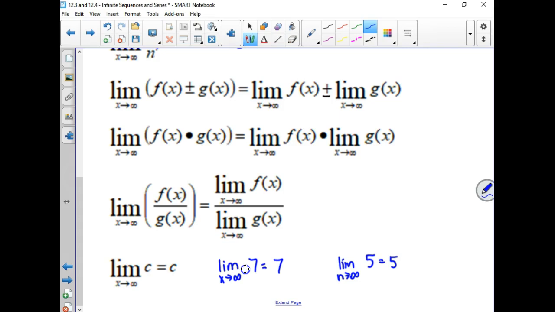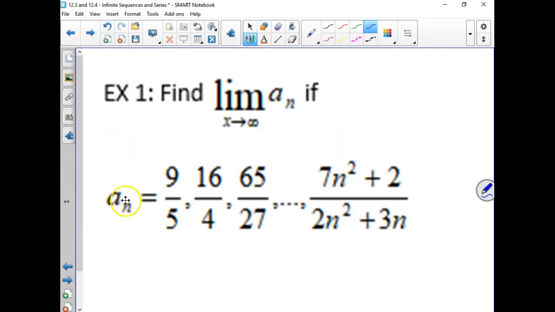Even with negatives, it's still the same. So like if this was a negative 5, your answer would be negative 5. Okay? So let's look at the next question.